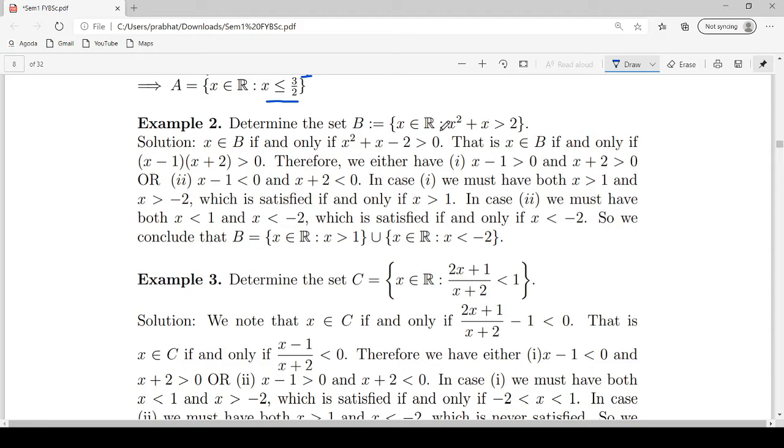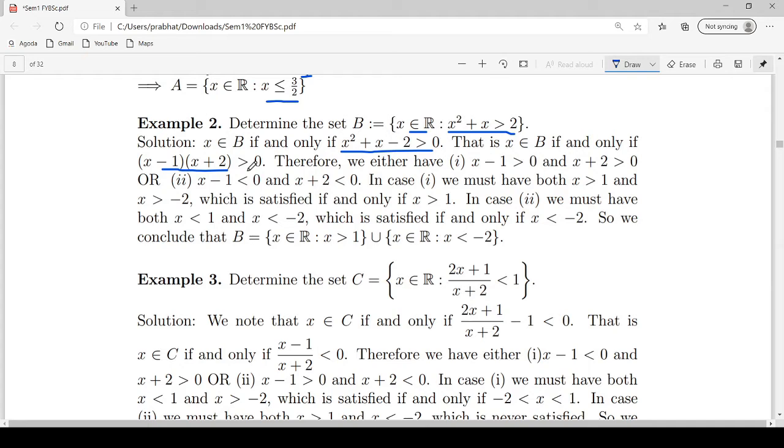we are asked to determine set B, where B is the set of all real numbers x such that x square plus x is greater than 2. Now, x belongs to B if and only if x square plus x minus 2 is greater than 0. Now you factorize it, and by using simple calculation you can see x square plus x minus 2 is equal to x minus 1 into x plus 2. So x square plus x minus 2 will be greater than 0 if and only if x minus 1 into x plus 2 is greater than 0.